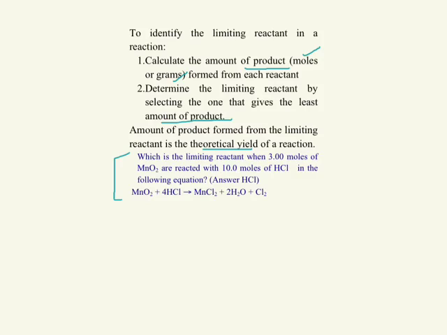This is your reaction: manganese dioxide reacting with hydrochloric acid. Let me say it again: 1 mole of manganese dioxide reacting with 4 moles of HCl to form 1 mole of manganese chloride, 2 moles of water and 1 mole of chlorine gas. The question is, which is the limiting reactant when 3 moles of manganese dioxide are reacted with 10 moles of HCl in the following reaction. So we have to find out, of manganese dioxide and HCl, which one is the limiting reactant.